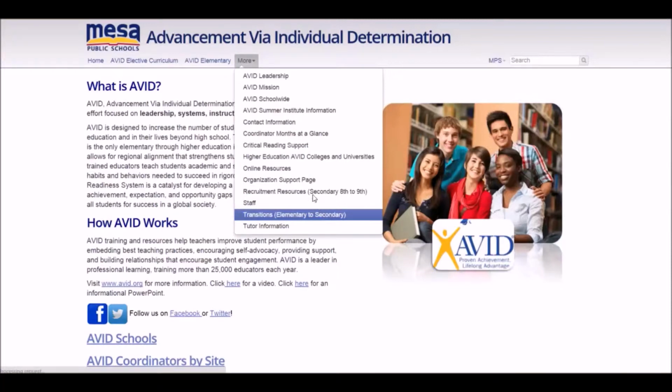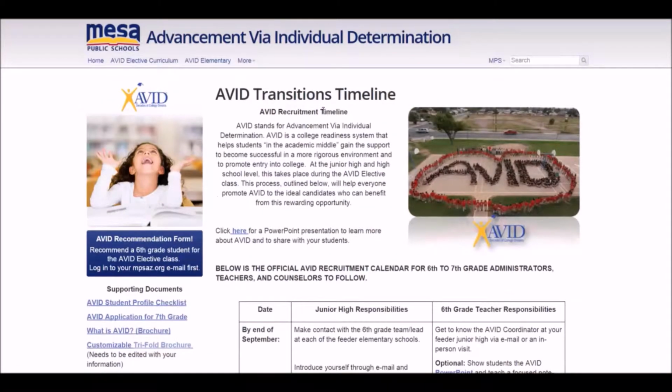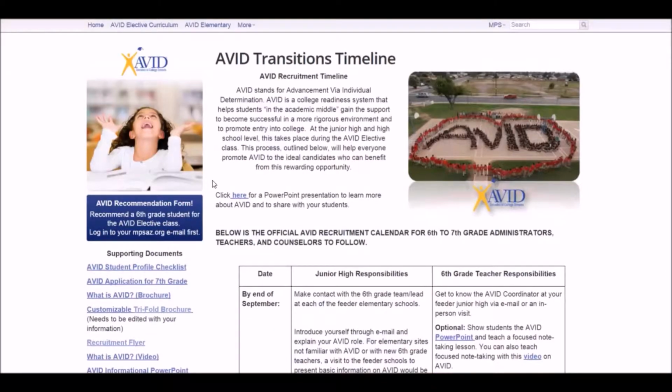As you click on transitions, you'll see a welcome here telling you about our AVID recruitment timeline. And it says here that AVID stands for Advancement via Individual Determination. AVID is a college readiness system that helps students in the academic middle gain the support to become successful in a more rigorous environment and to promote entry into college. At the junior high and high school level, this takes place during the AVID elective class. This process, outlined below, will help everyone promote AVID to the ideal candidates who can benefit from this rewarding opportunity.